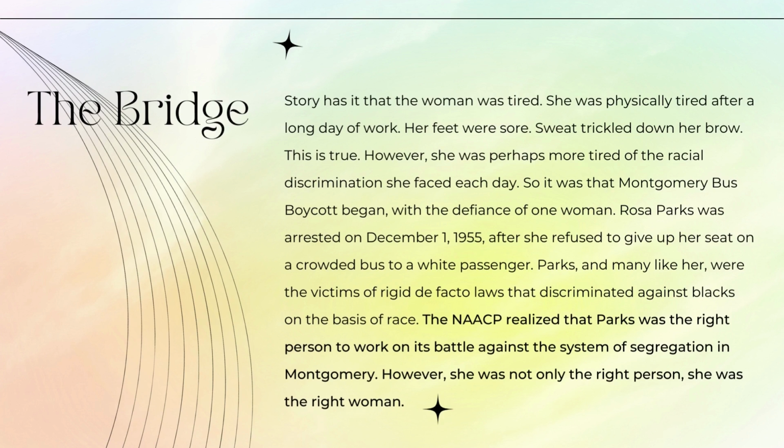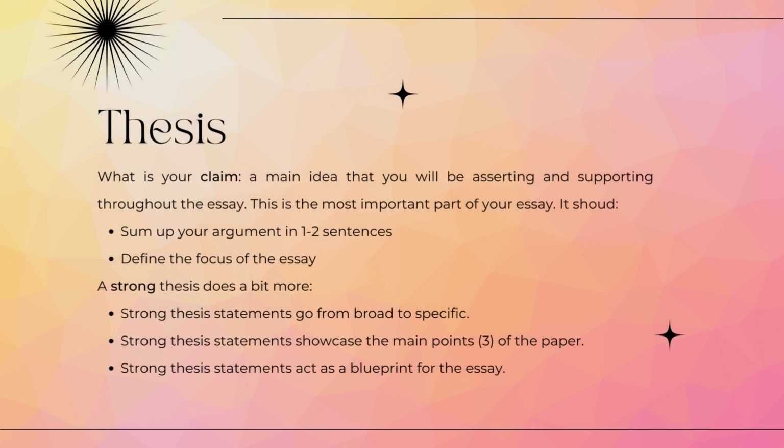And so we get even more narrow. Okay, it says the NAACP realized that Parks was the right person to work on this battle against the system of segregation in Montgomery. However, she was not only the right person, she was the right woman. So, we're getting even more focused. We're not just talking about the Montgomery bus boycott. This is an introduction, a way to get us to talk about women. Okay, so now we're here.